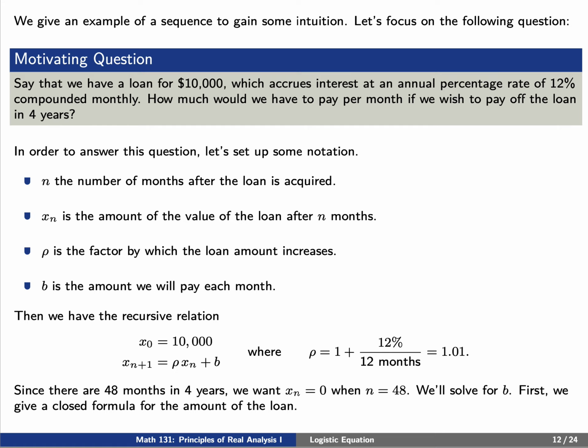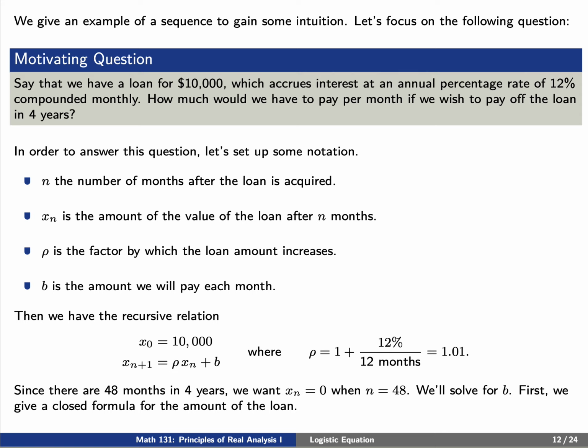We can put all of this together with the specific numbers in the motivating question to try to find out what's happening with some of these variables. Since x sub n is the amount of the loan after n months, we see that initially, when n is equal to 0, we have a loan of $10,000. This means x sub 0 is 10,000.